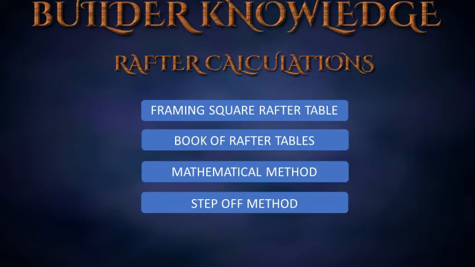Rafter length calculation methods. There are 4 different ways or procedures for calculating common rafter length: the framing square rafter table, the book of rafters, the mathematical method, and the step-off method. We will also cover the shortening of rafters, adding the tail length, and calculating hip rafter lengths.